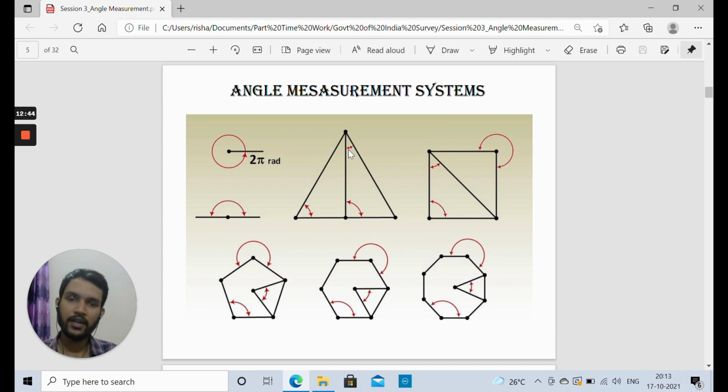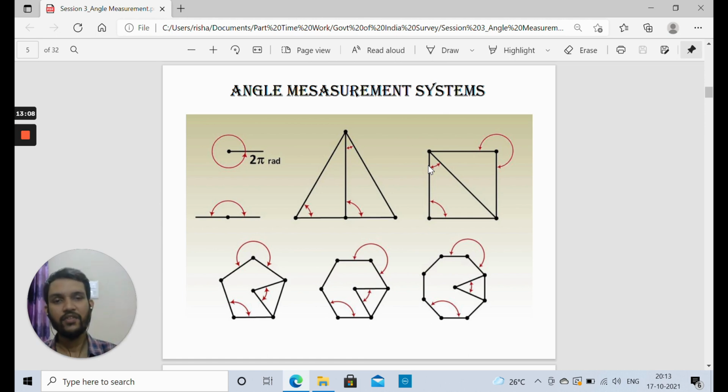Because 30 into 2 pi by 360 is equal to pi by 6. Similarly, if we are talking about a rectangle, then we know this angle is 90 degree. This angle should also have been 90 degree, this complete angle, if you were talking about the top left corner. But since the diagonal is running, that 90 degree angle will be split into two halves.